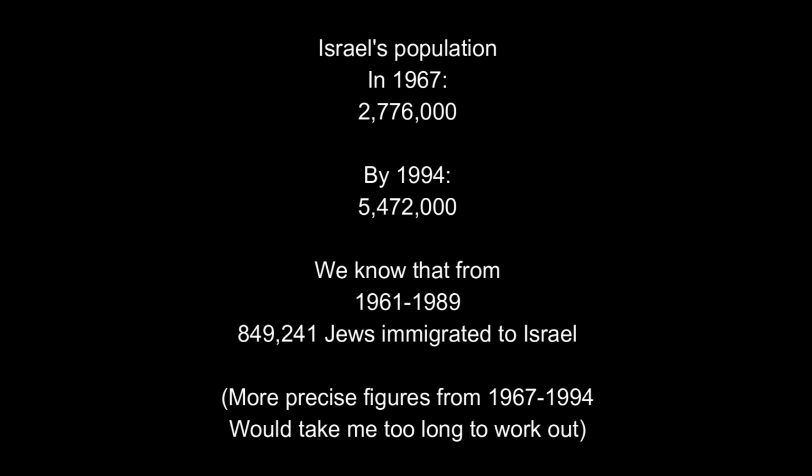So during this time, from 1967 to 1994, Israel's population almost doubled. So it went from 2.78 million in 1967, and by 1994, it had risen to 5.5 million. And this is partly as a result of all the different immigrants who have fled into Israel during this time from all around the world.